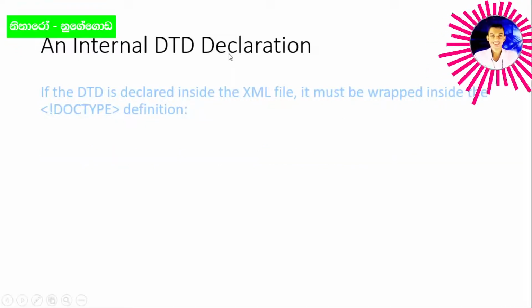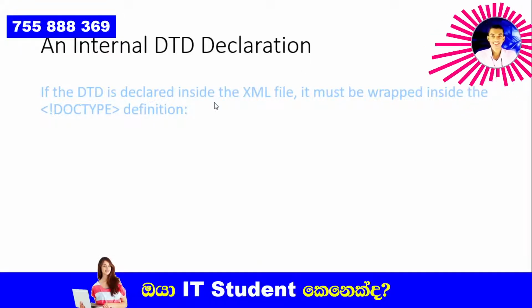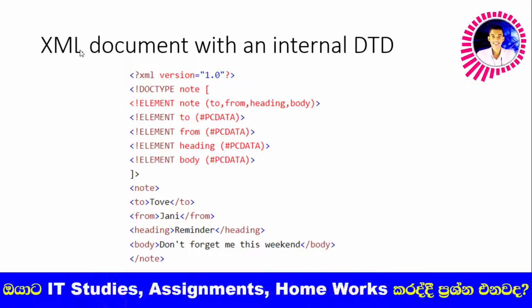One is an internal DTD declaration. If the DTD is declared inside the XML file, it must be wrapped inside the DOCTYPE definition. This is an example, an XML document with an internal DTD. We can find that this is the DOCTYPE, and this is the end of it.